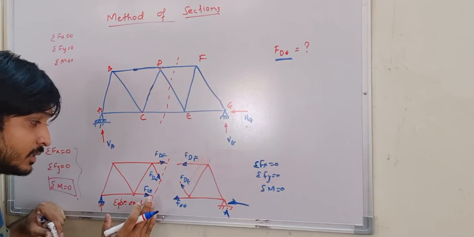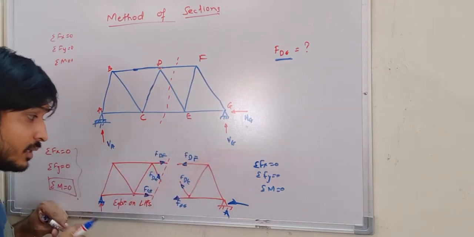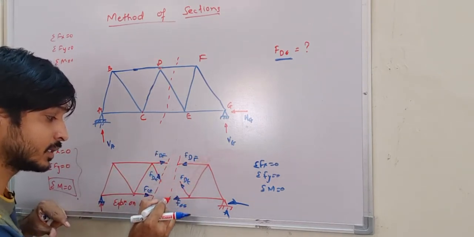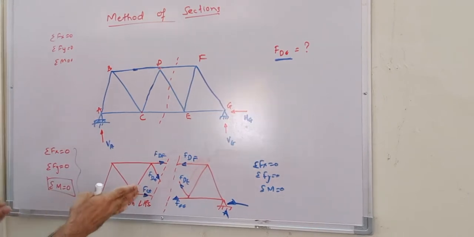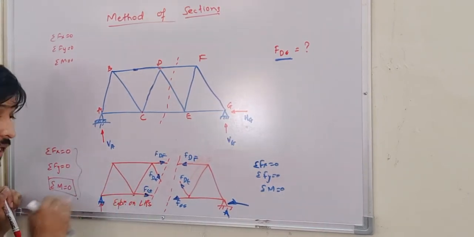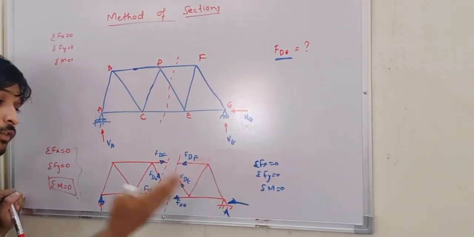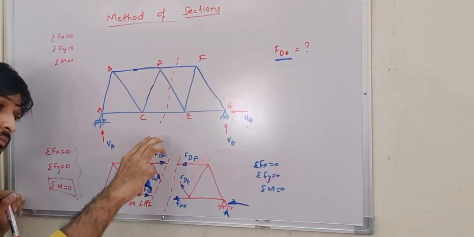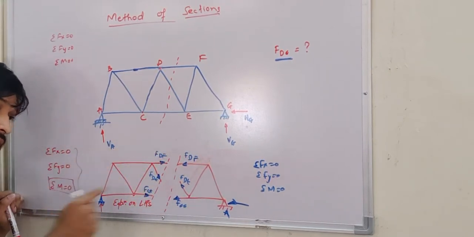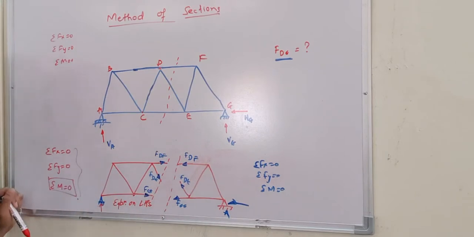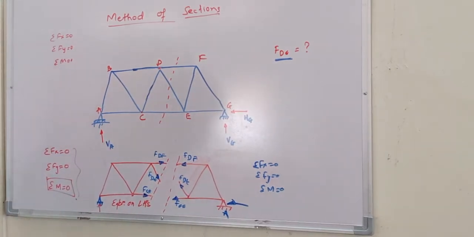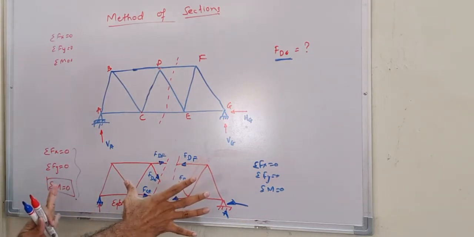So either you can take the equilibrium on the left hand side or equilibrium on the right hand side. If you take both sides, we get these three equations and three unknowns. The main thing here is that there are some rules for how to cut the section. If you have understood this, we'll go to the next part.